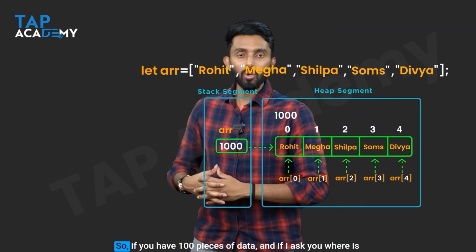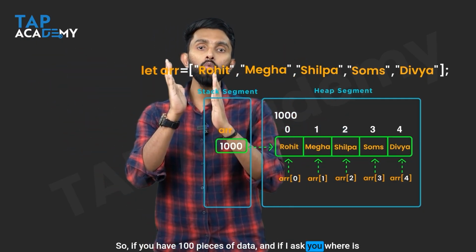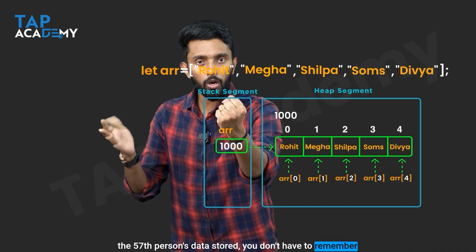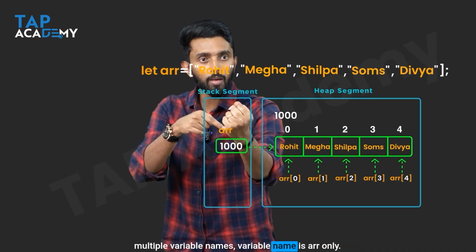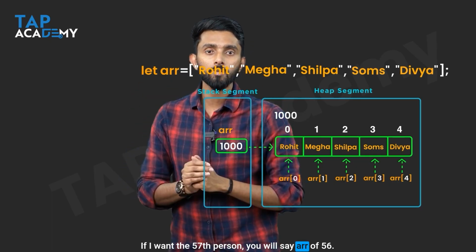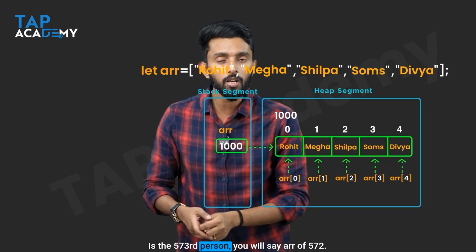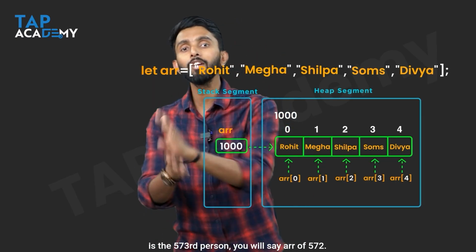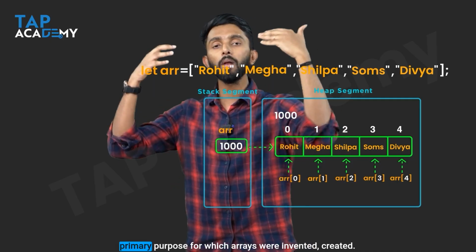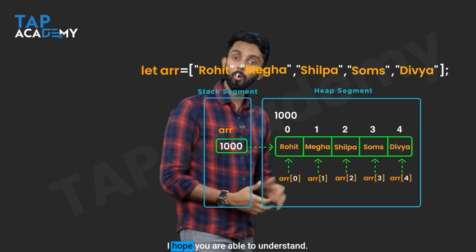Hope you understand. So, if you have 100 pieces of data, and if I ask you where is the 57th person's data stored, you don't have to remember multiple variable names. Variable name is ARR only. If I want the 57th person, you will say ARR of 56. If there are 1000 people and I ask you where is the 573rd person, you will say ARR of 572. In a split second, you can remember and access, which is the primary purpose for which arrays were invented, created. I hope you're able to understand.